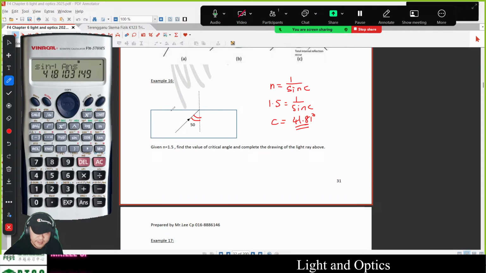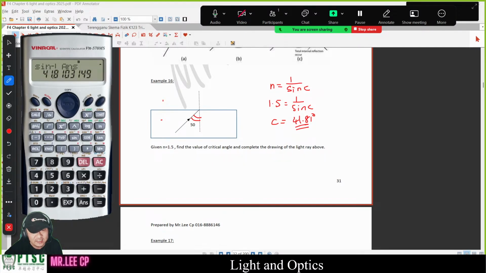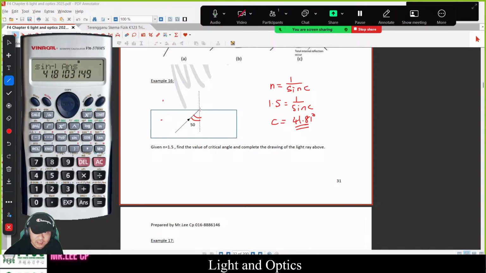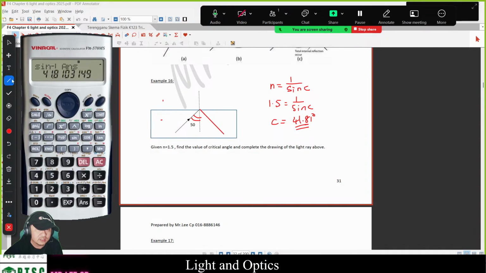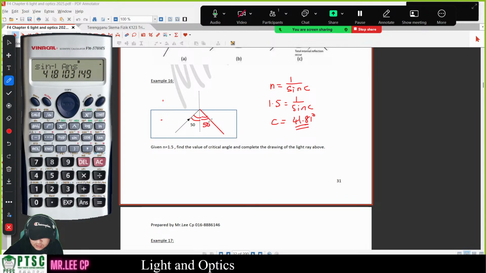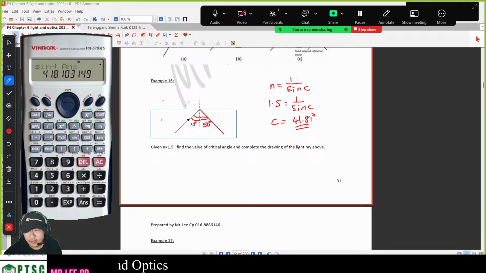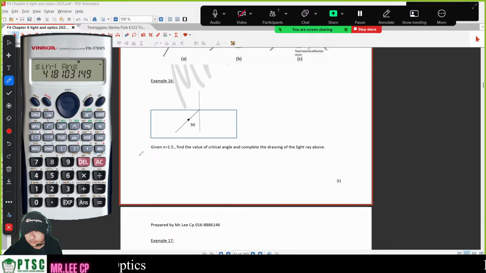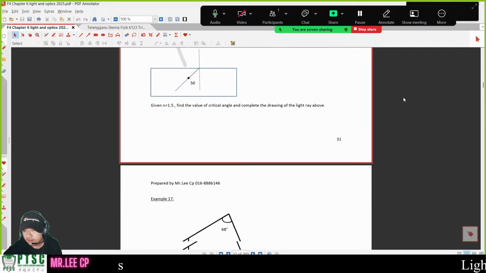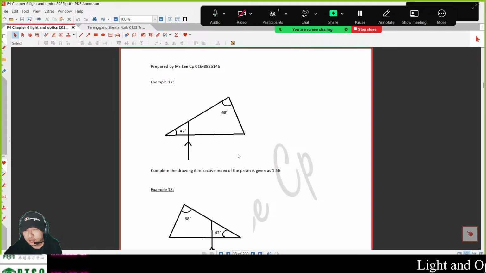So the incident angle is already more than the critical angle. Second thing is the light ray travels from denser to less dense, glass to air. So what is going to happen? Total internal reflection is going to occur. And this angle must be equal to 50 also. Total internal reflection occurs. Now, okay, I draw one only.